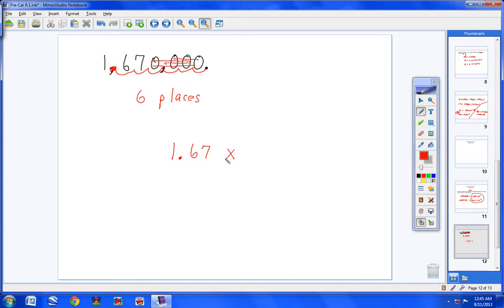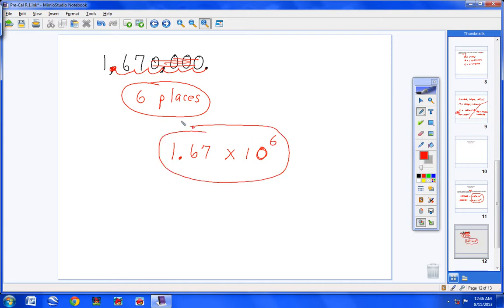1.67, and you always put times 10, always, because that's basically saying you're moving the decimal every time, which is like a tenth, okay? So this number here is always going to be a 10, and how many places did we say we moved the decimal? 6 places, so I put a 6 right here. There, you did it. You took a number written in standard form and you wrote it in scientific notation.